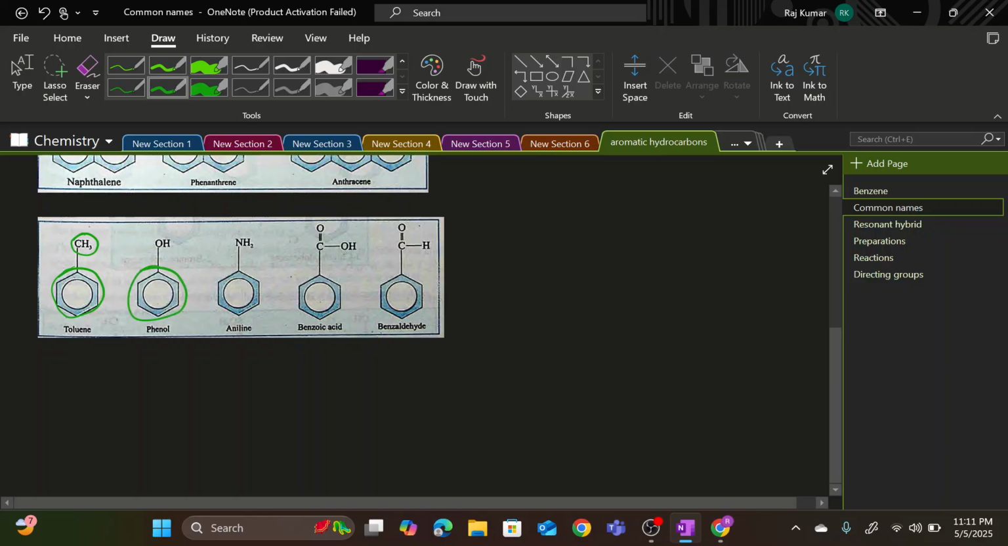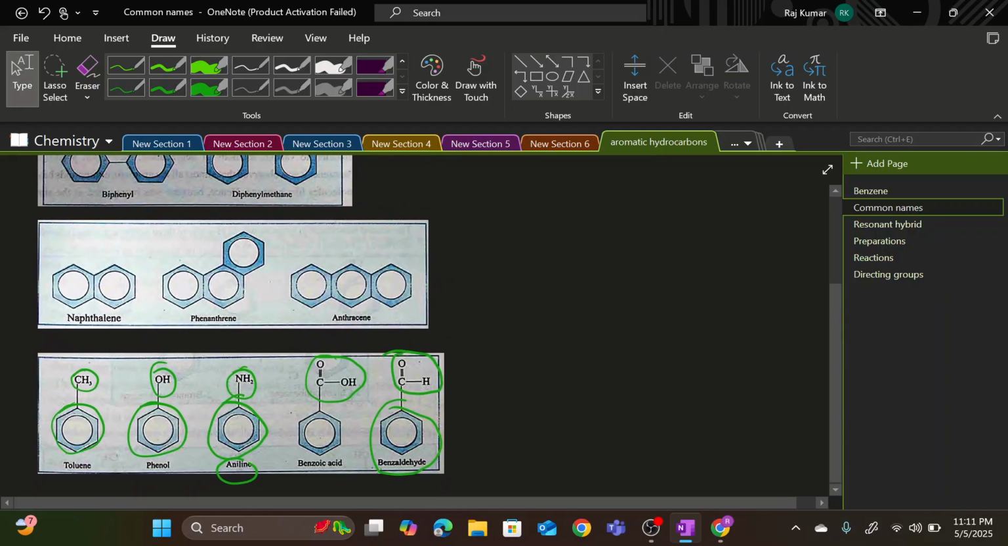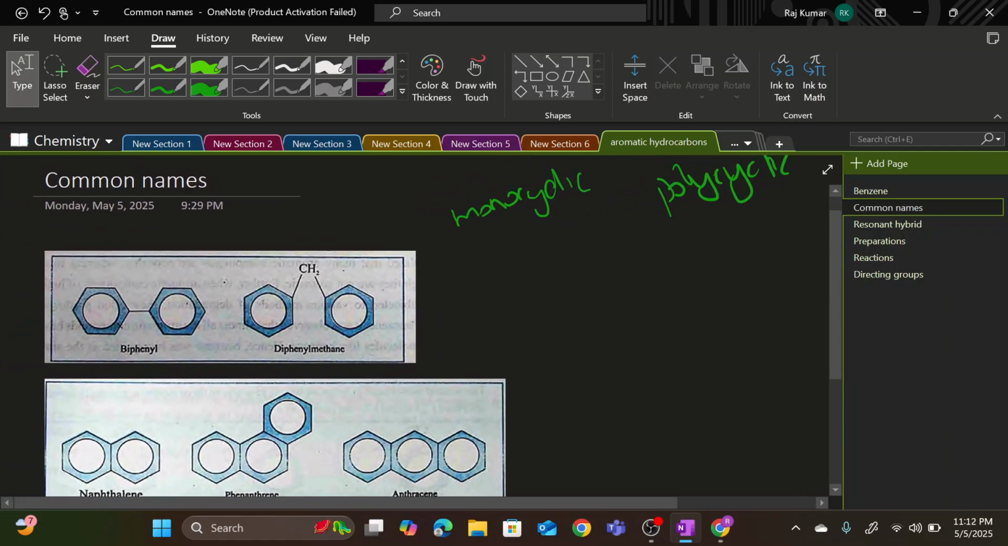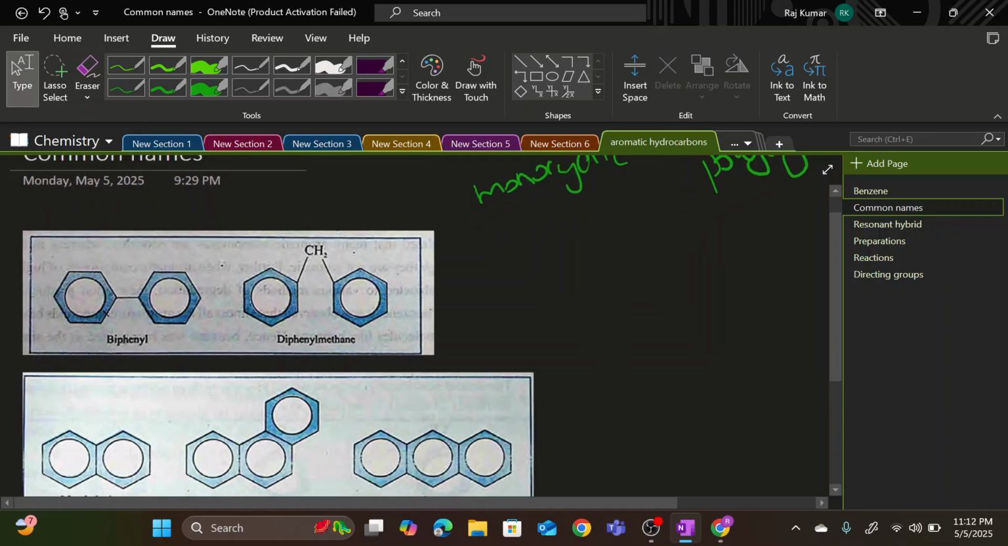When the benzene ring has OH attached to it, it would be named as phenol. When it is having an amine group attached to it, it would be aniline. When a carboxyl group is attached, it is known as benzoic acid. When benzene will have an aldehyde attached to it, it would be named as benzaldehyde. So these are some common names. Now there are polycyclic aromatic hydrocarbons or polycyclic benzenes as well.